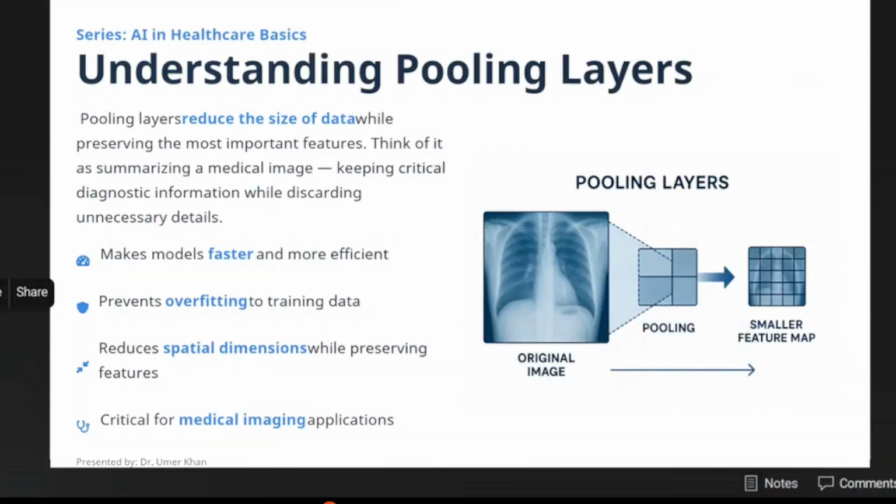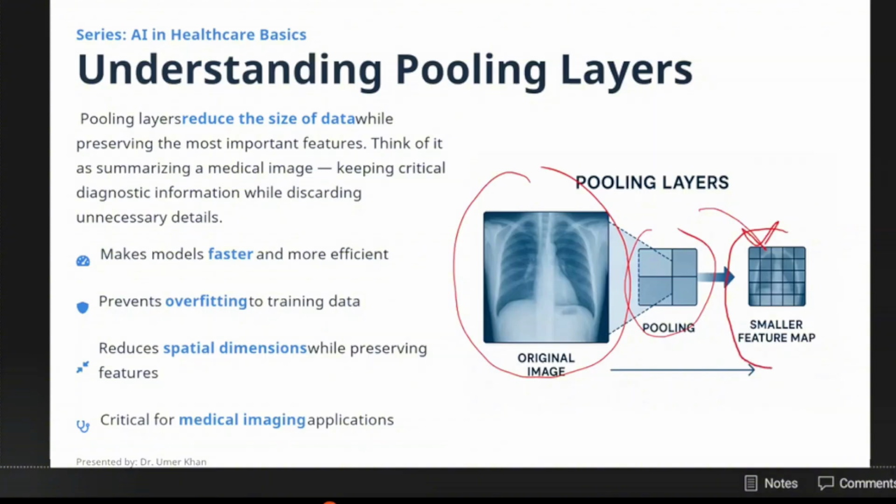So now, pooling layers in convolutional neural networks (CNNs) do something very similar for images. They basically help the computer summarize information it extracts from an image, focusing on the most important features and discarding the less important ones. For example, if you look over here, this is the original image, and after pooling, it converts it into a smaller feature map or image that basically has all the information that you need to read that image.